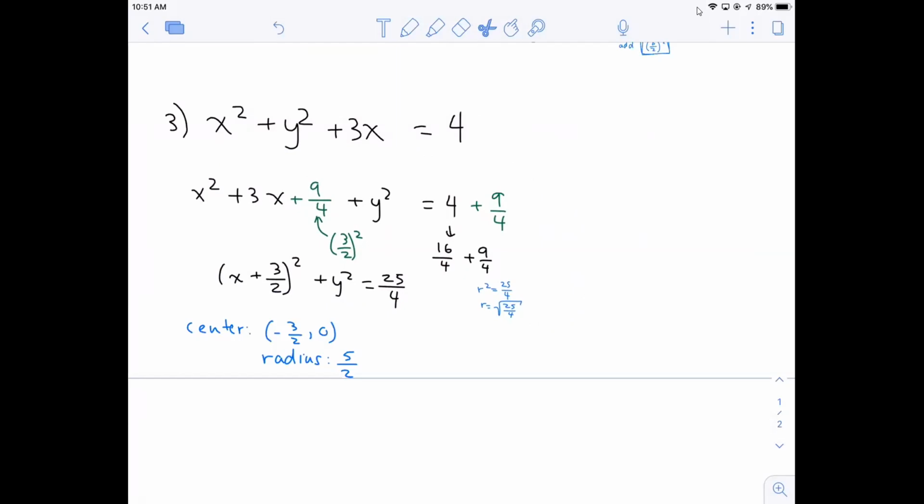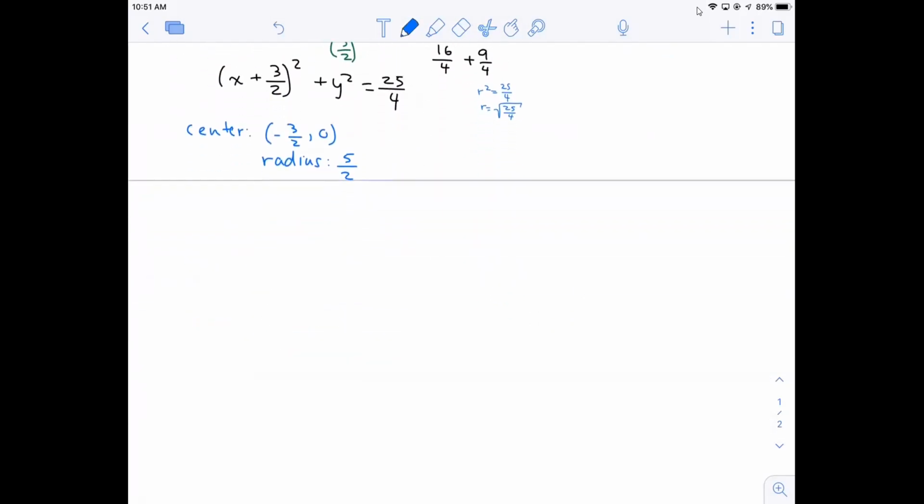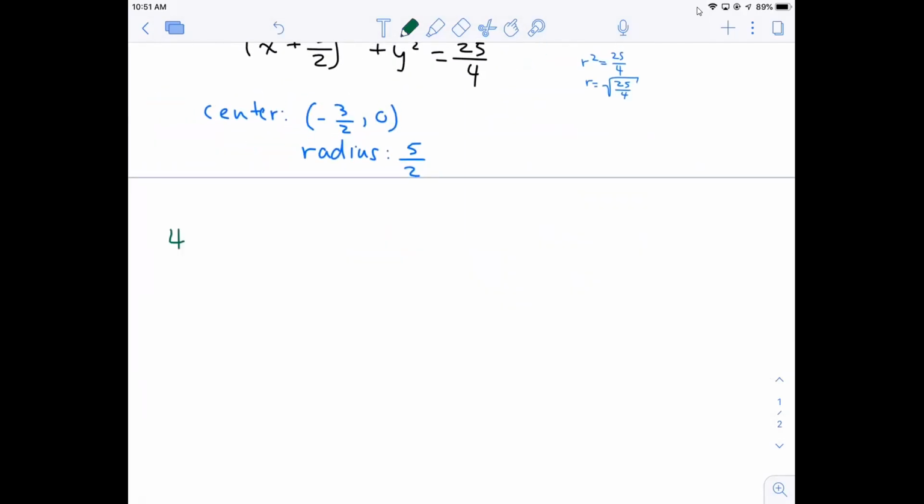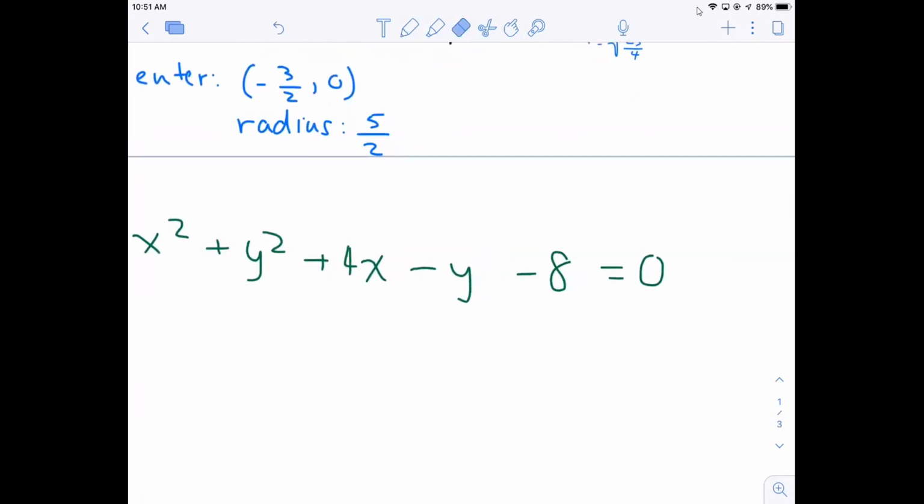All right, so we're going to do one last example here. I recommend you guys pausing the video and trying this on your own first. And here it is, x squared plus y squared plus 4x minus y squared minus 8 equals 0. Wait, sorry, that's an extra y squared. That should not be y squared, that should just be minus y.